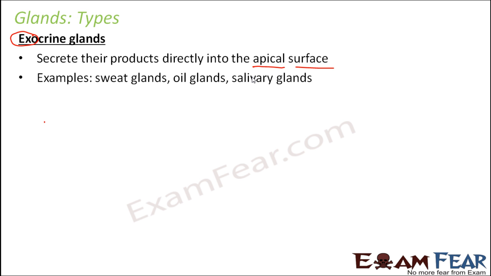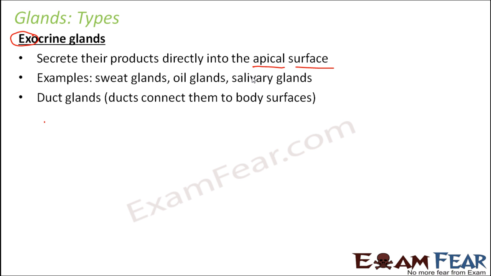Now, some of the examples of exocrine glands are the sweat glands, oil glands, and salivary glands. So these are some examples of the exocrine glands. They are also known as the duct glands. What is the meaning of duct glands?